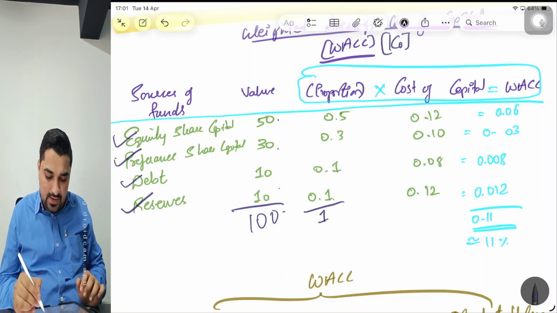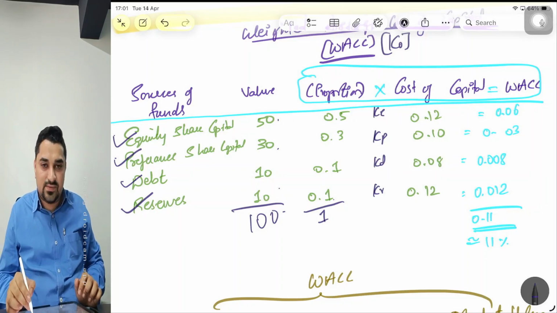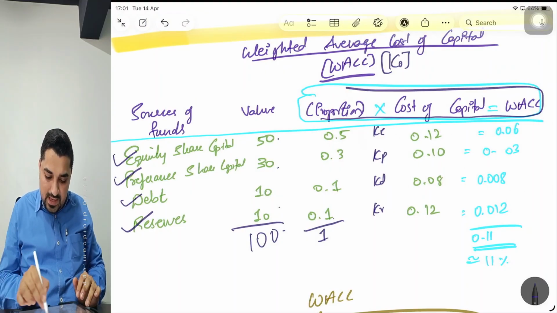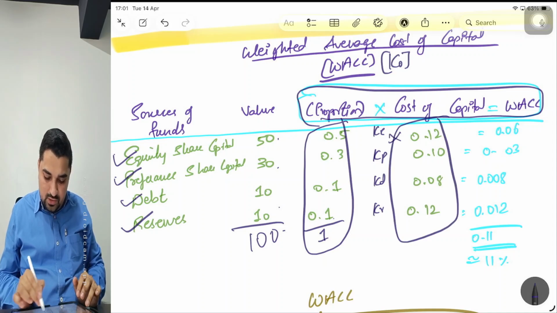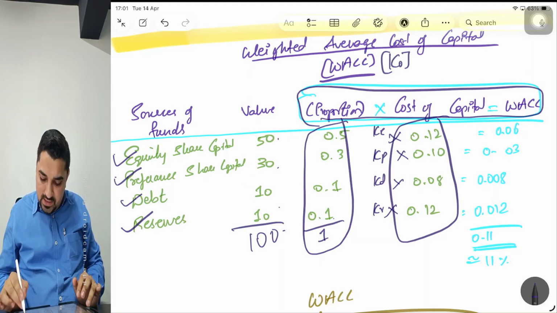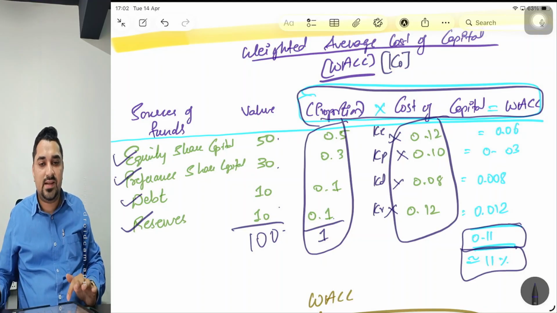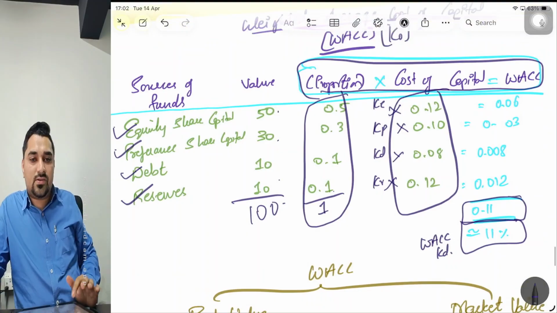Then cost of capital. Cost of capital means individual cost component, that is nothing but your KE, KP, KD, KR, which you just studied. I have taken these arbitrary figures. Now what did I do? I multiplied the proportion into cost, this column into this column individually. So 0.5 into 0.12, 0.3 into 0.10, 0.1 into 0.08, 0.1 into 0.012. I've taken the total of this, and when I convert it into percentage, this is called WACC, also called as KO, weighted average cost of capital.